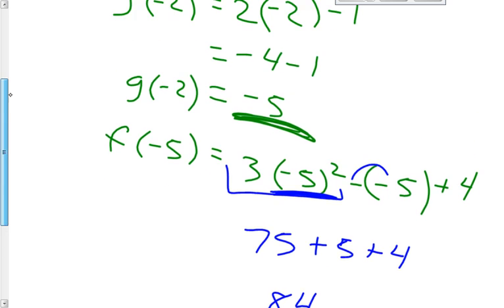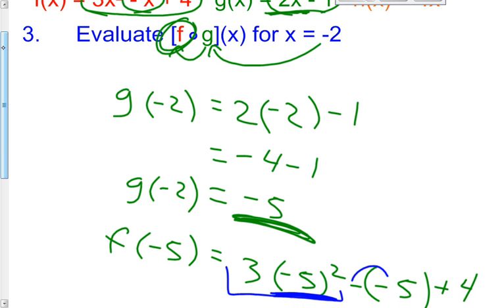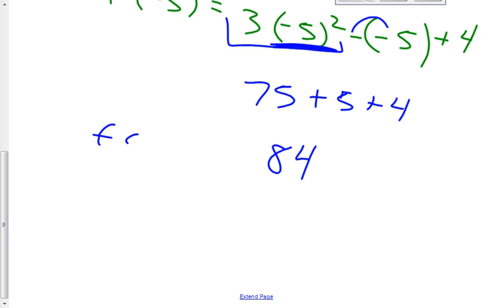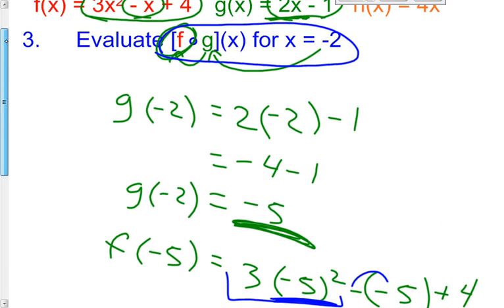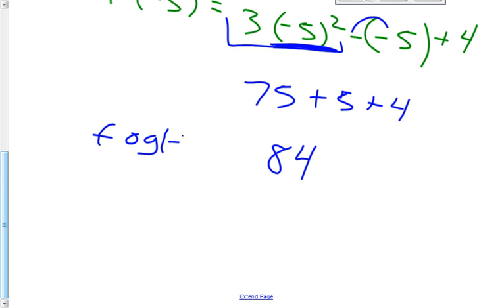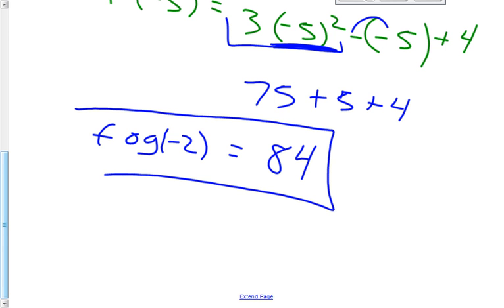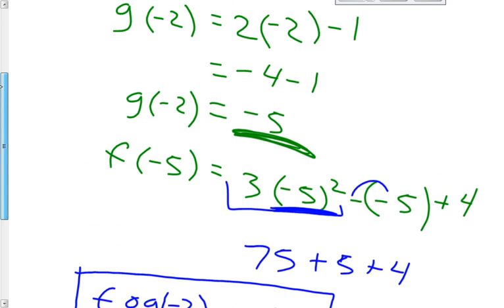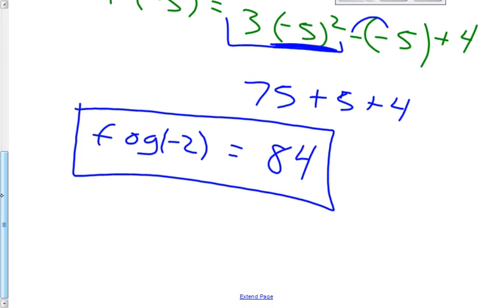So our answer, the way I want you to write it, is this. f of g of x, and then actually instead of putting x, f of g of negative 2 equals 84. Instead of putting x there, we evaluated when x was negative 2, so f of g of negative 2 equals 84. In summary, you put a negative 2 into g and got a negative 5. Then you put a negative 5 into f and you got 84. So here's our answer, 84.